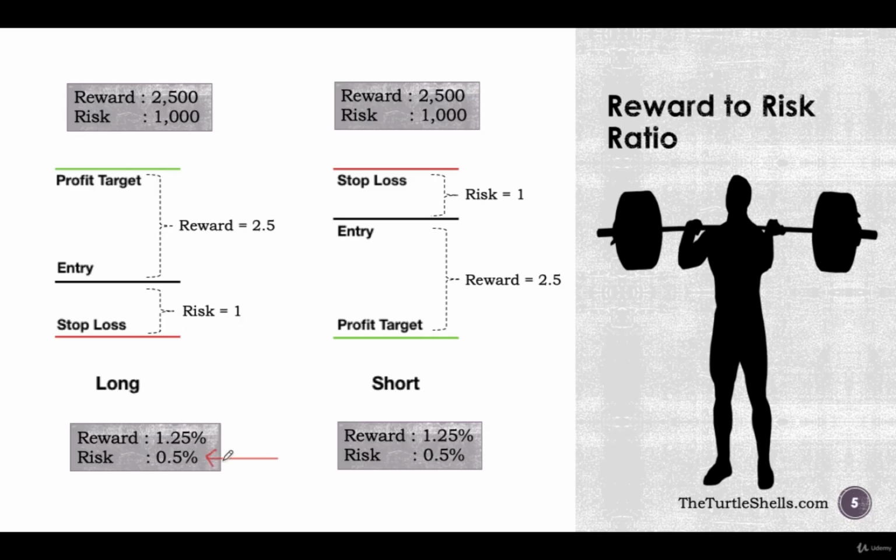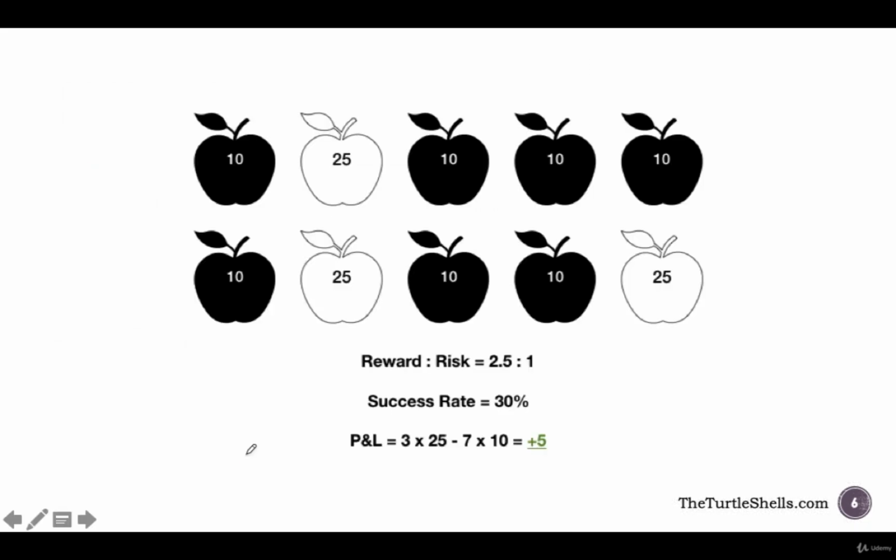Because you know what your risk is. You have predefined your risk. Now let's look at an example. Say there are 10 trades, okay? You have taken 10 trades, and for every trade you are keeping the reward to risk at 2.5:1.